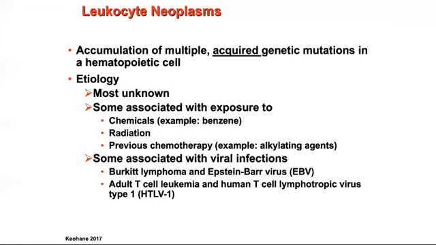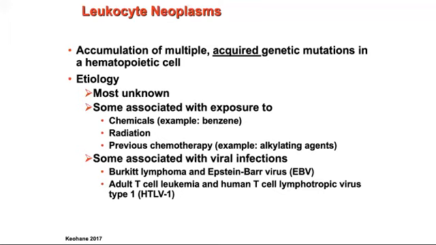Okay, so let's start. In terms of leukemias, most hematologic malignancies, or malignancies of the hematopoietic system, are acquired, which means that most patients are not born with it, but at some point in life, they acquired this type of deficiency. For most leukocyte neoplasms, the cause is unknown.